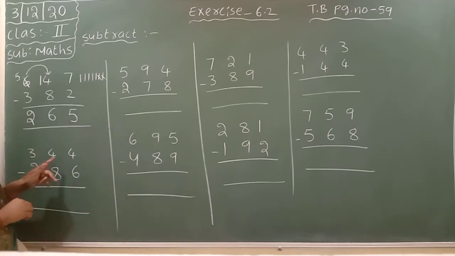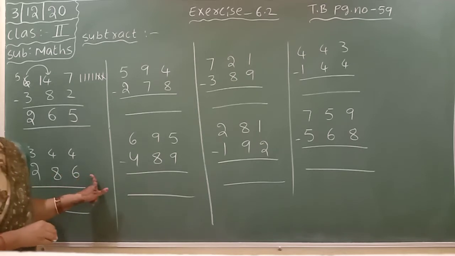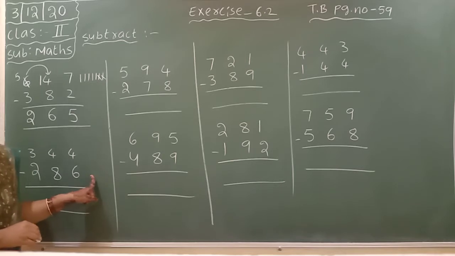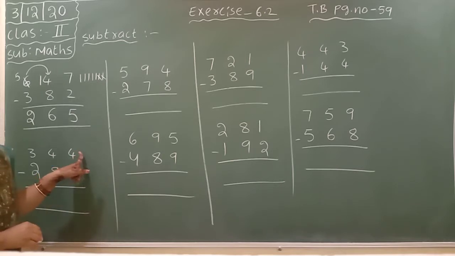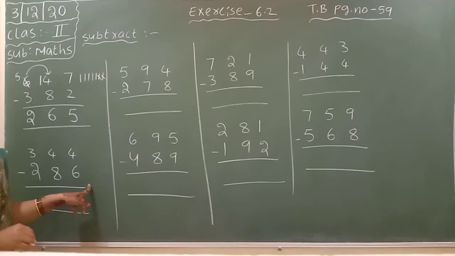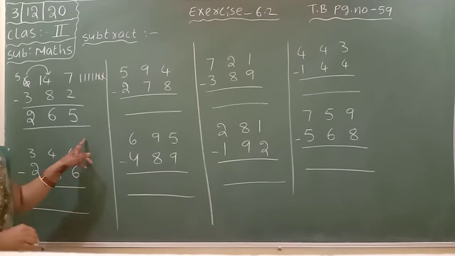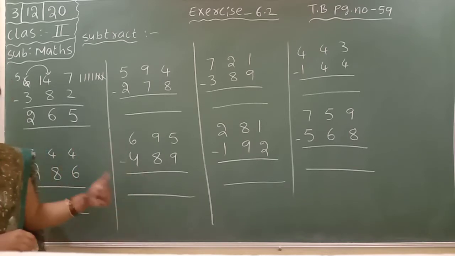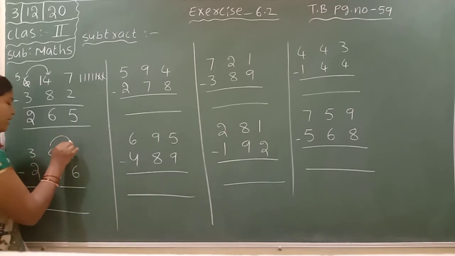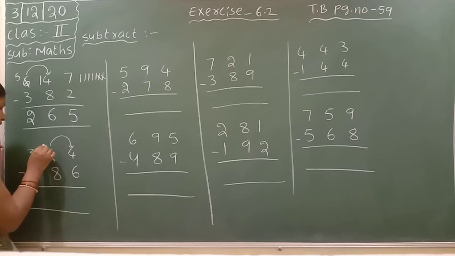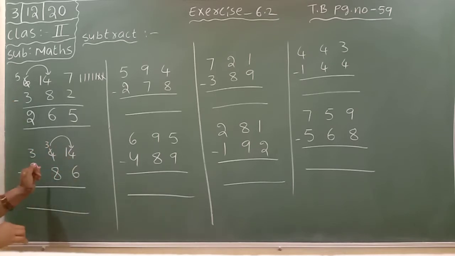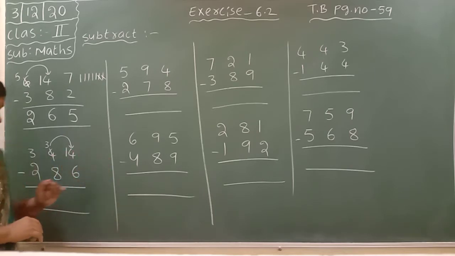That is 344 minus 286. Which place can we subtract first, children? First we can do the ones place. But in the ones place, up 4 is there, down 6 is there. Compared to 4 and 6, 4 is the small number. Directly not possible. Take regrouping. Here the 4 in the tens place giving one number becomes 3. And this becomes 14. Why? Because 1 ten is equal to 10 ones.